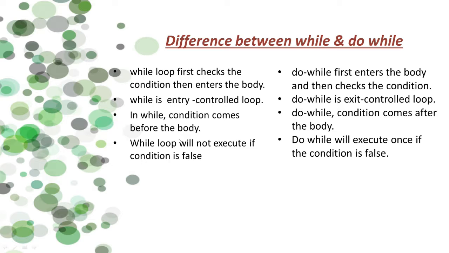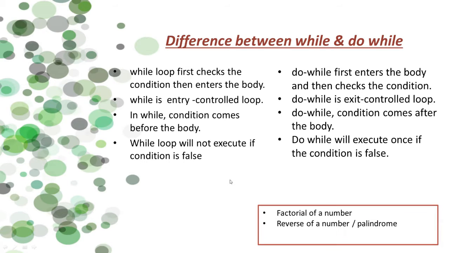This is the theory. Now we shall see a pair of programs. One is factorial of a number and another is reverse of a number using while loop. And we shall extend the reverse of a number into checking whether the given number is a palindrome or not. So come to the compiler and see how the codes are working.